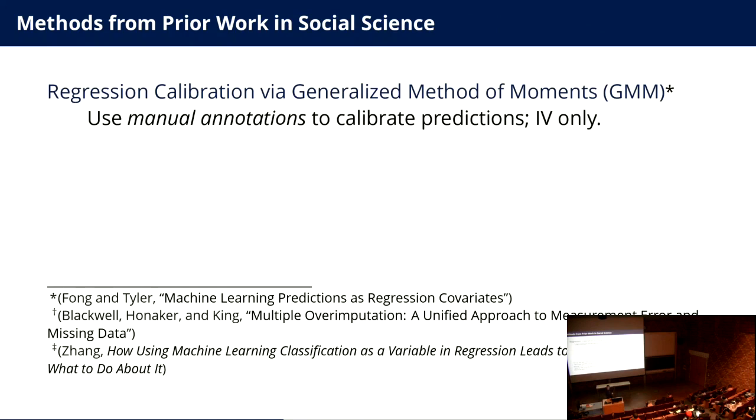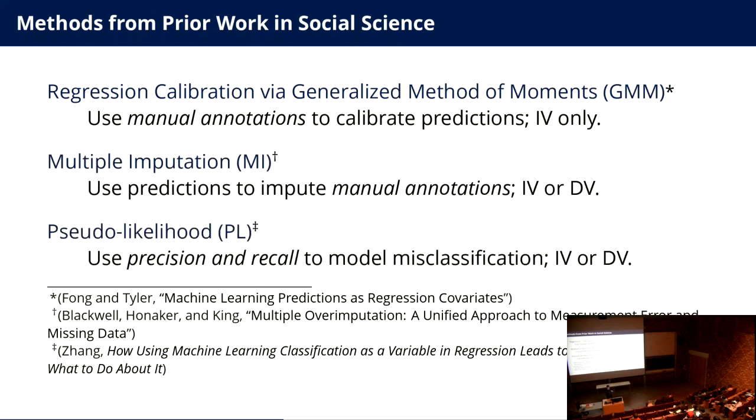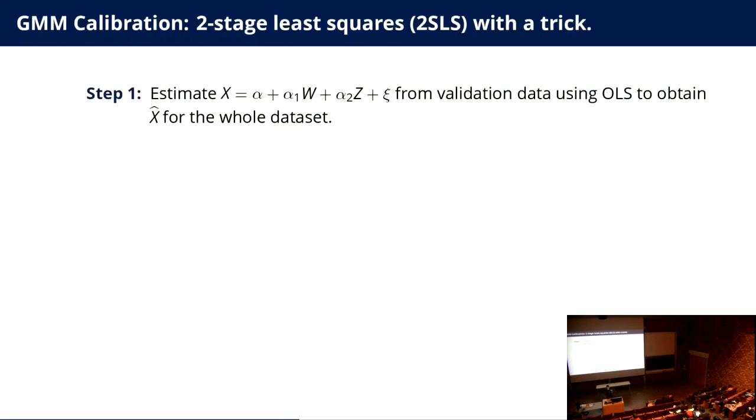Some prior social science work has proposed other methods: regression calibration via generalized method of moments, multiple imputation, and pseudo likelihood. I'm going to go into a little more depth on these really quick. So this GMM calibration idea, it uses 2-stage least squares with a trick. 2-stage least squares, if you're not familiar with that, it's a commonly used procedure in econometrics, like in an instrumental variables causal estimation strategy. But here they're using it for a different purpose.